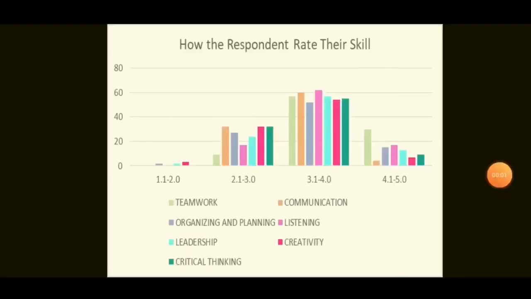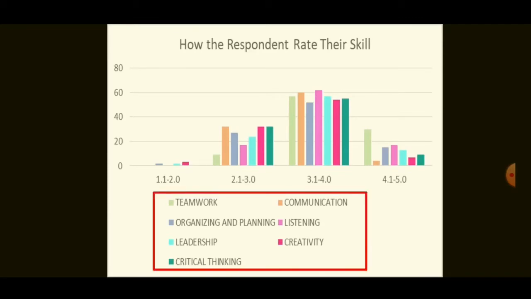So now I'm going to briefly explain the data analysis and data presentation of the section in this study, which is how the respondents rate their skills. So let's begin. The reason we include this section in the study is for the respondents themselves to rate their skills and then relate how much they are suited to the preferred career. As you can see, we use a cluster bar chart for this section.